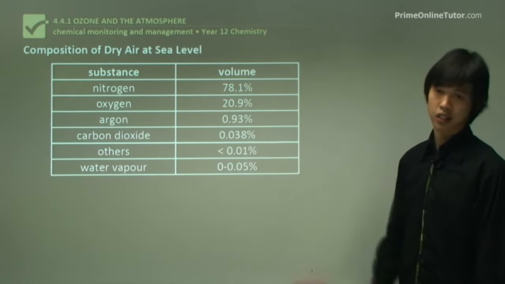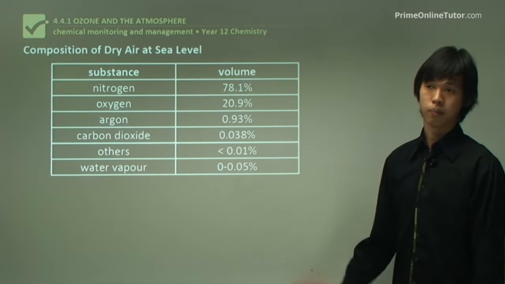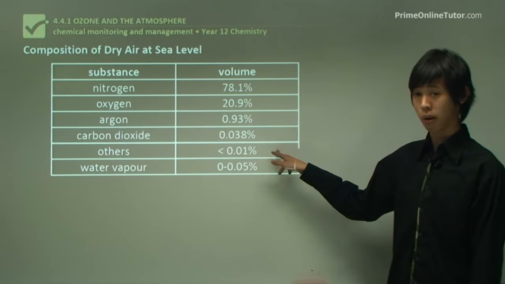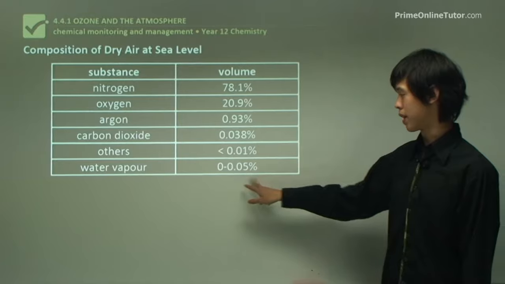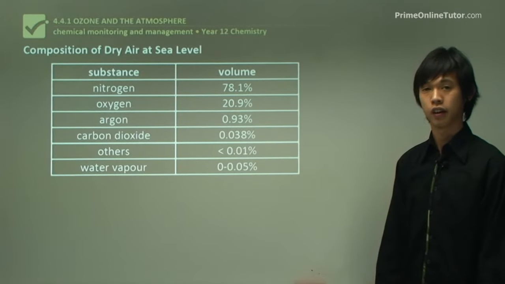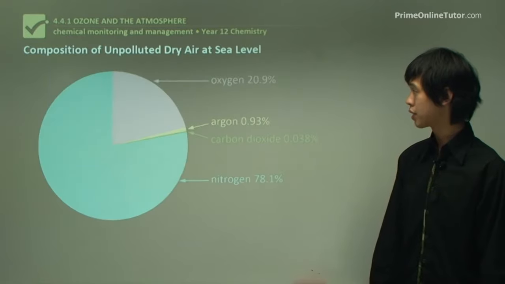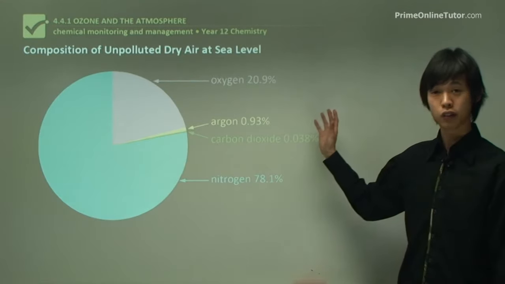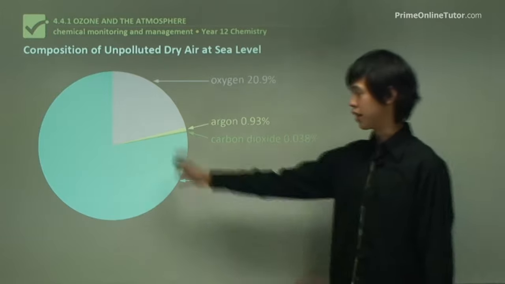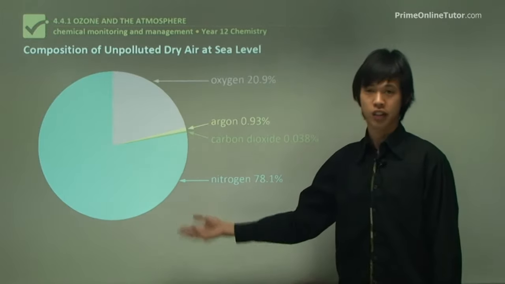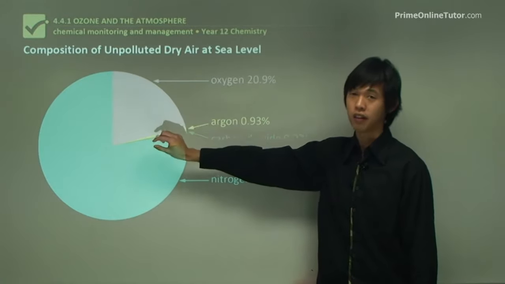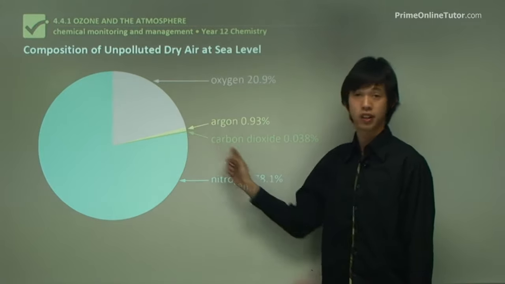Other trace gases such as methane, helium and other things only make less than 0.01%. And water vapor makes up anywhere between 0 and 0.05% of dry air at ground level. Next, we have a breakdown in visual form, a pie chart. As you can see here, the vast majority is simply nitrogen. Oxygen makes up the next biggest component, and a very, very tiny percentage is given to everything else.